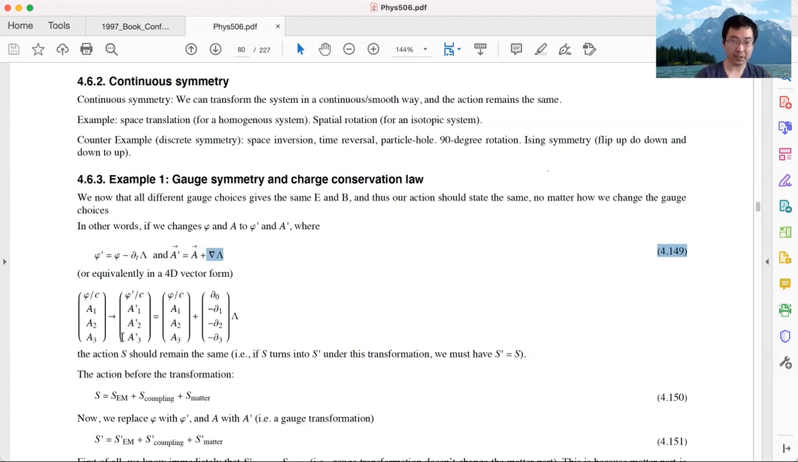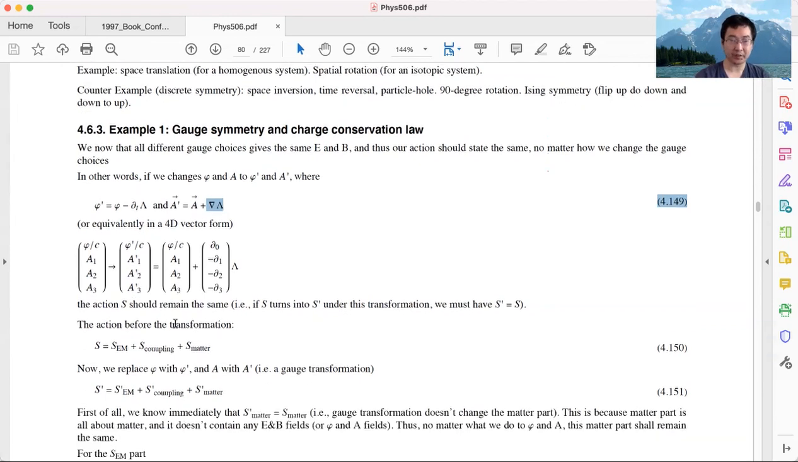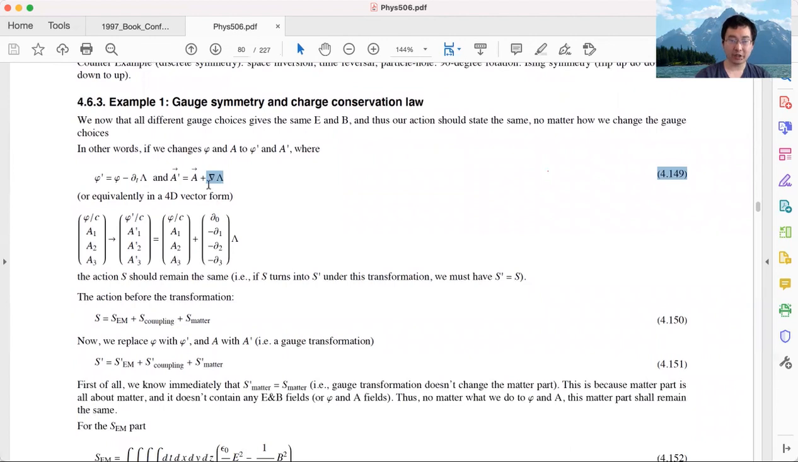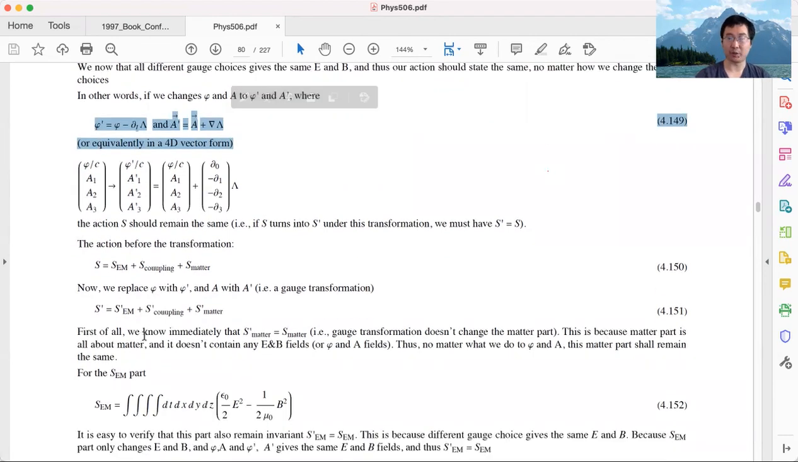Okay. Oh, and by the way, this is the four-dimensional, 4D vector version of the gauge transformation, which we also discussed earlier. Okay. So the bottom line, gauge symmetry means my action should stay invariant if I change phi to phi prime and A to A prime, and phi prime and A prime are defined this way. Okay. So that is the gauge symmetry. So that's the definition of the gauge symmetry.